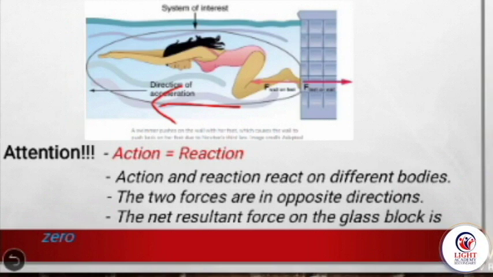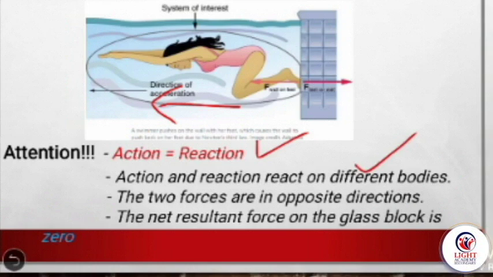Action and reaction are equal and opposite. That one we highlighted already. Action and reaction act on different bodies. In this example, you can see that the action force is acting on the wall by the feet of the swimmer. In return, the wall is acting on the feet of the swimmer by a force called the reaction force. So that one has been cleared also.